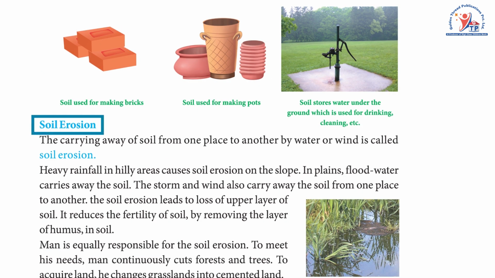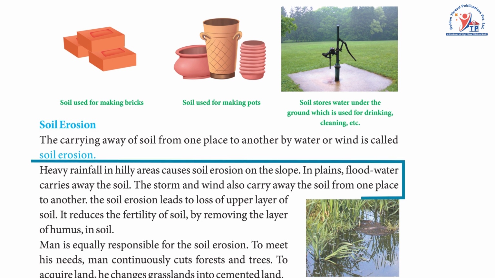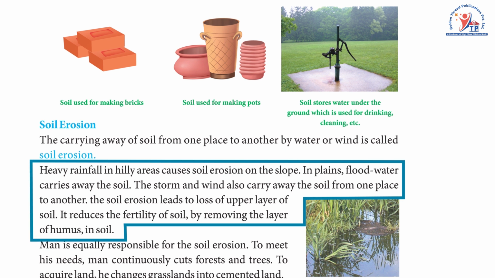Soil erosion. The carrying away of soil from one place to another by water or wind is called soil erosion. Heavy rainfall in hilly areas causes soil erosion on the slope. In plains, flood water carries away the soil. The storm and wind also carry away the soil from one place to another. Soil erosion leads to loss of the upper layer of soil. It reduces the fertility of soil by removing the layer of humus in soil.